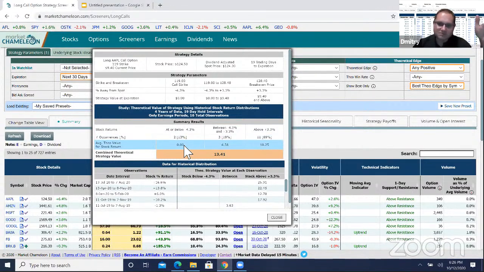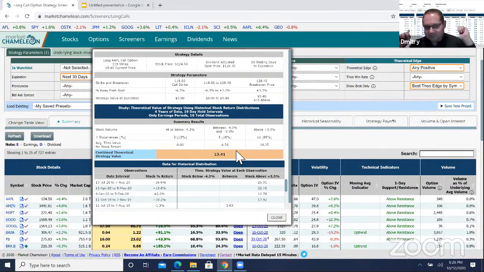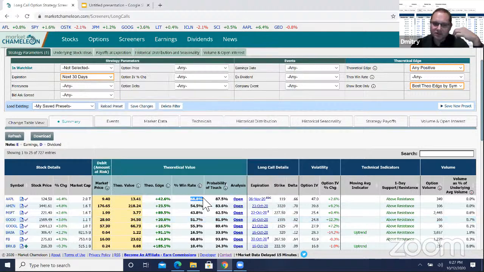13% of the time, this option was worthless. It would be zero. So if we take 13% times zero, plus 19% times 4.58, plus 69% times 18.25, that's where we get this theoretical value, 13.41. So the win rate is looking at this 9.40 and asking how many times historically did it move percentage-wise enough. It needs this 3.3% to be profitable, and that happens 69% of the time. That's this win rate. It rounded to 68.8.